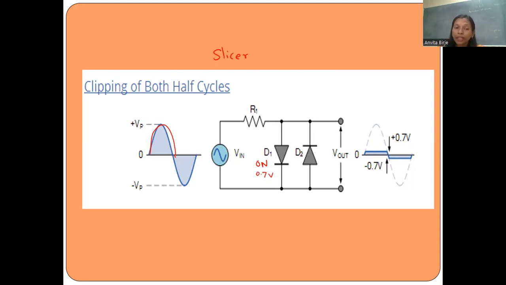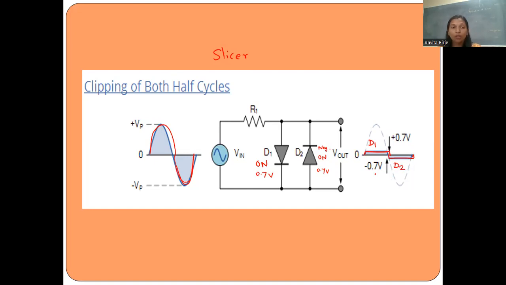And during negative half cycle, D1 is off but D2 is on. D2 is on for negative half cycle and it will give a voltage drop of 0.7. So at the output you can see this is the 0.7 drop because diode D1 is on and D2 is off. And this voltage at the negative half cycle is due to the diode D2 because D1 is off in this case.